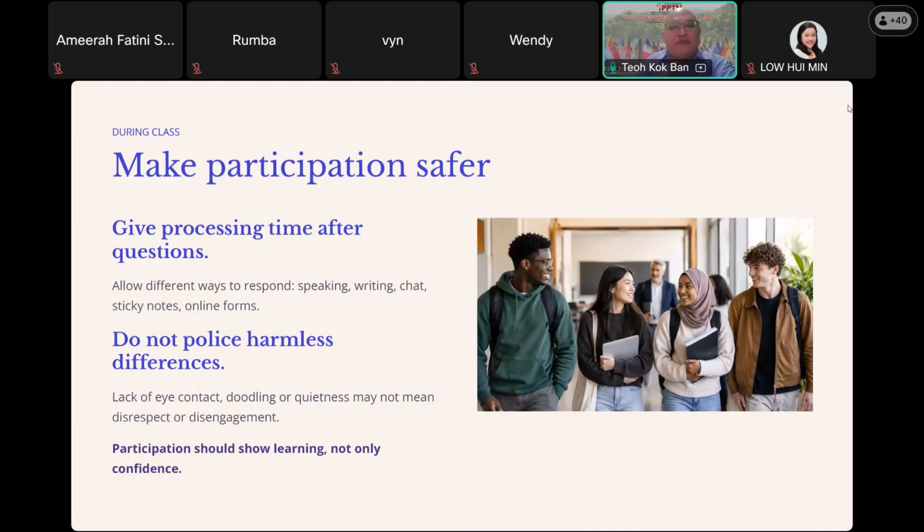So a student who speaks frequently is not necessarily learning more than a student who is quietly thinking. So I like the standard on this slide: participation should show learning, not only confidence. That means participation should be measured in terms of learning. And learning can be measured in different ways, like what I mentioned: it could be from speaking, from chats, from sticky notes, or from online forms. Anything that we can think of, we bring options for them to do.